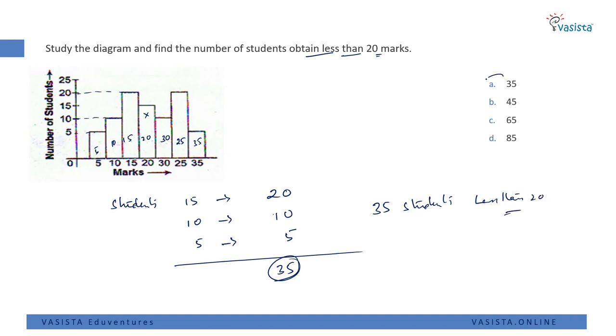So option A is the right one. You shouldn't consider 20, right? They have mentioned clearly less than 20, right? So you have to take 5, 10 and 15, right?